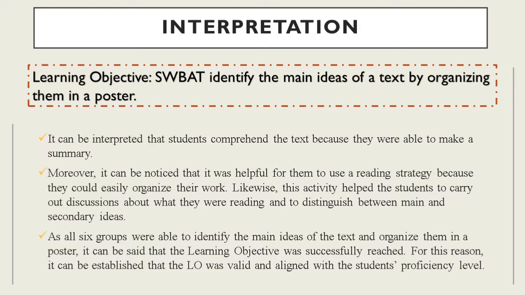After analyzing the students' posters, we can interpret that they comprehended the text because of the summaries they did. Moreover, the reading strategy used was useful for them because they could easily organize their work. Likewise, this activity encouraged the students to discuss what they were reading in order to distinguish between main and secondary ideas. Finally, we can determine that the learning objective was successfully reached because all 6 groups were able to make a summary in which they could identify the main idea of the text. For this reason, we can say that the learning objective was valid and aligned with the students' proficiency level.